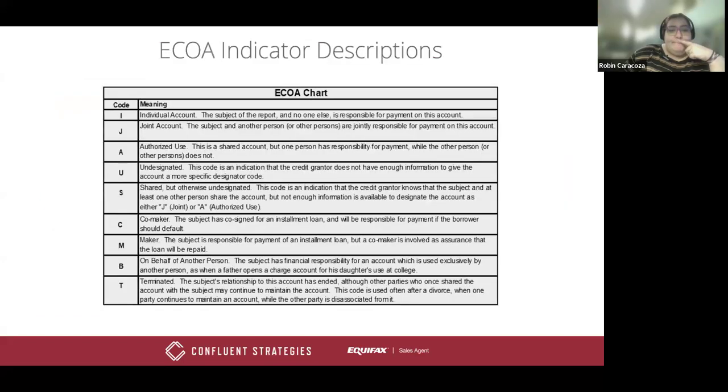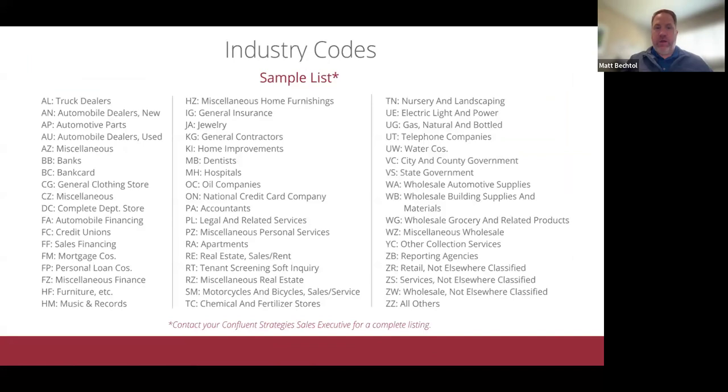Perfect. This again is just another view of the ECOA indicators. So if it's an individual account, is it a joint? All of these have different legal distinctions. The 3 or 4 that you will primarily see are going to be individual, joint, authorized user, and then you'll see a fair amount of shared accounts. But for the most part, it's individual, joint, or authorized user.